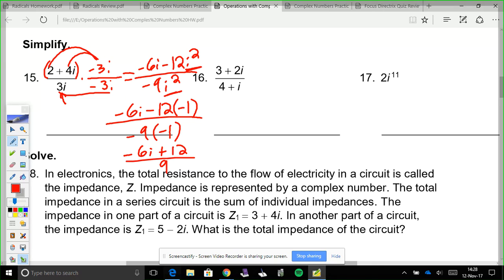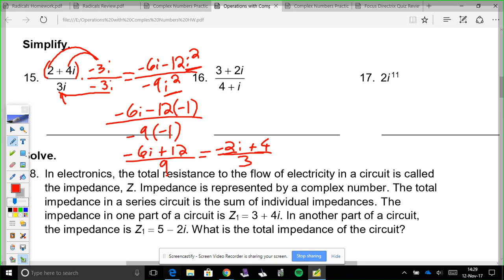And at the very end of this problem, I'll look at all 3 of these terms and think, can I reduce them? The 6, the 12, and the 9 are all divisible by 3. So if you divide all of them by 3, you'll have negative 2i plus 4 divided by 3, because negative 6 divided by 3 is negative 2, 12 divided by 3 is 4, and 9 divided by 3 is 3. So that's your total simplified answer.